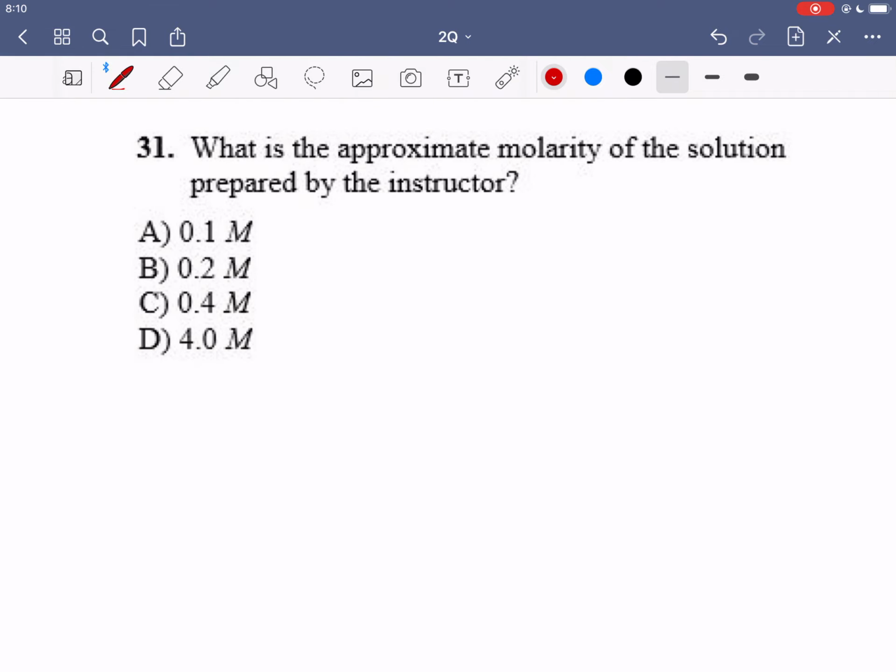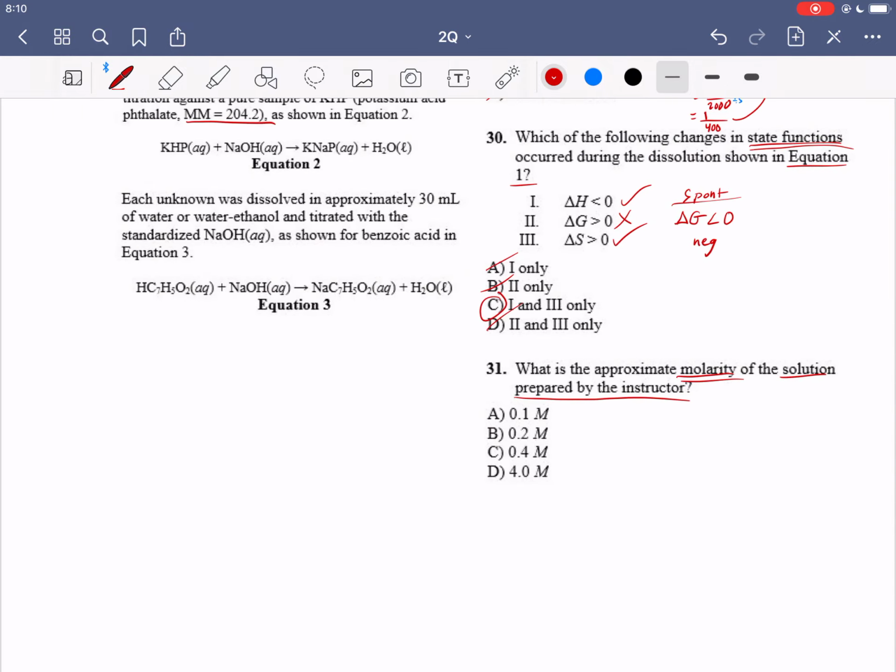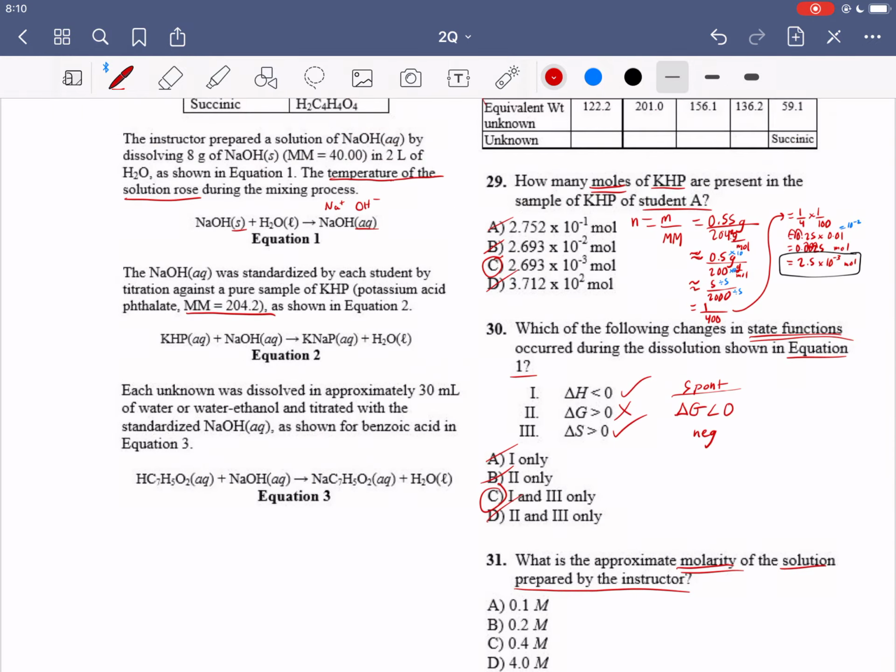Moving on to the next question. What is the approximate molarity of the solution prepared by the instructor? So there's a solution prepared by the instructor, that was the NaOH. We're asked for its molarity, okay? Molarity, moles over liters. This is where the instructor did their thing.